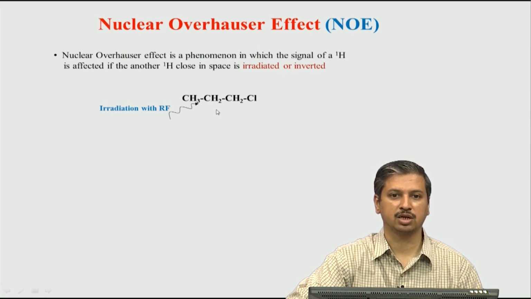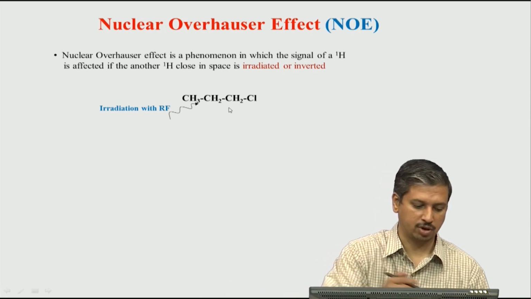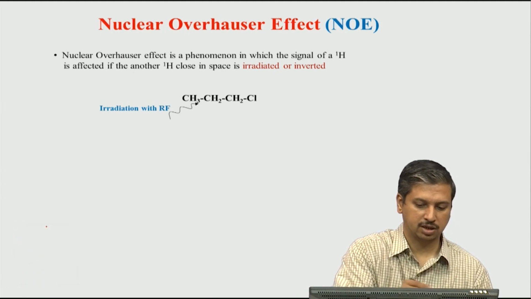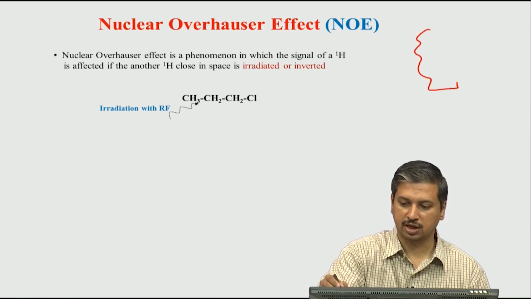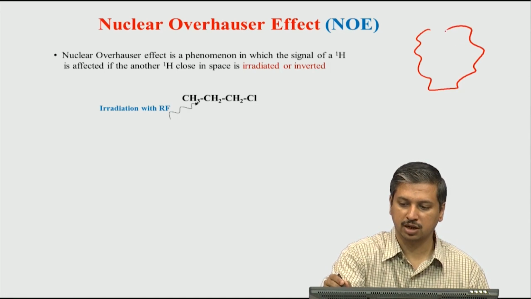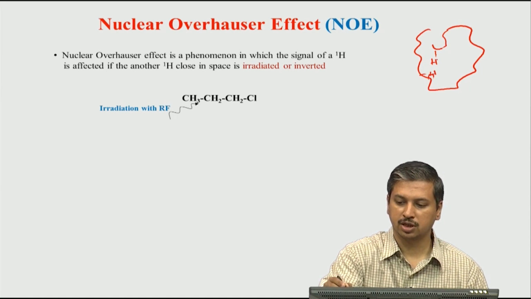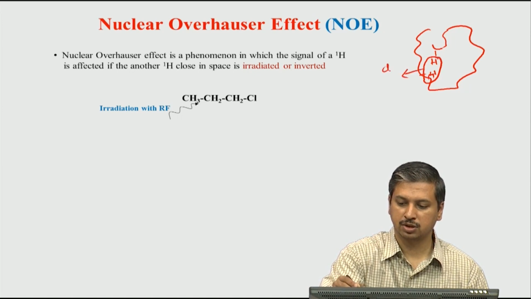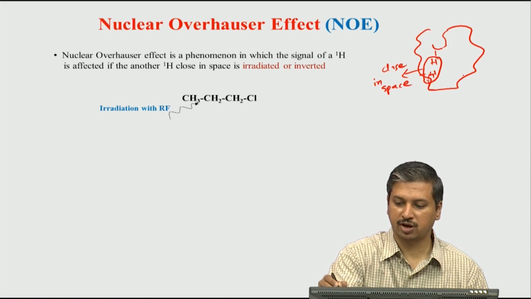Okay. So, for example, let us look at it more carefully. Let us say you have a molecule which has a structure like this, and there is a hydrogen here, and there is one hydrogen here. So, you see these two hydrogens are now close in space, but they are not connected through a bond. Why? Because this bond is very far away. So, the only thing is they are coming close in space.